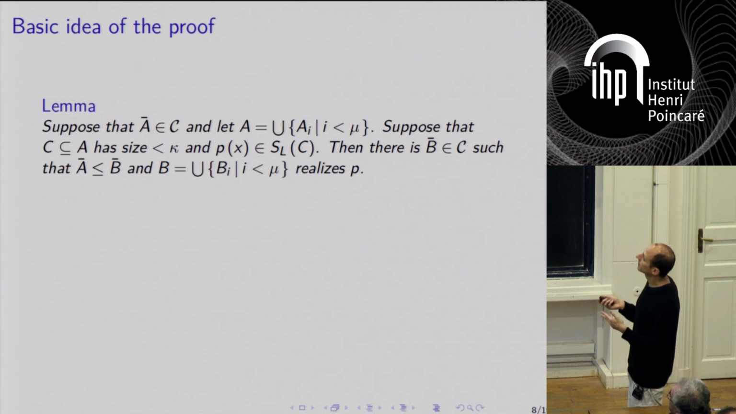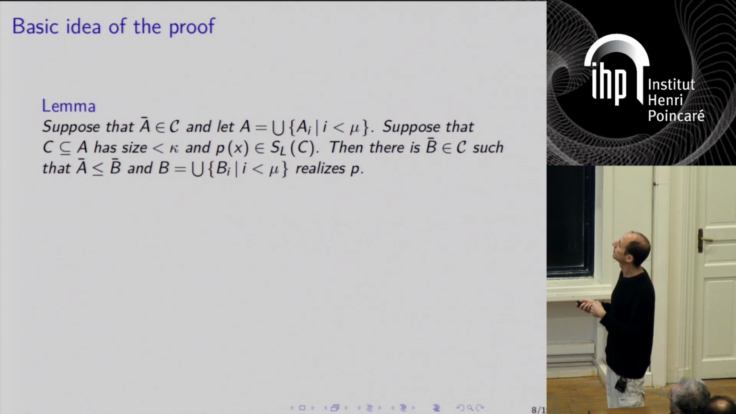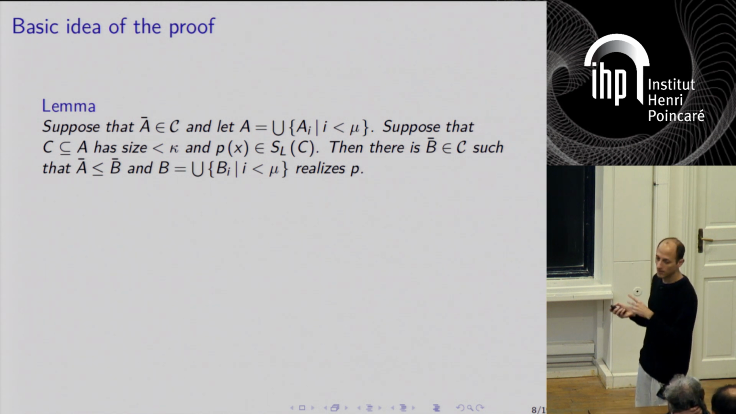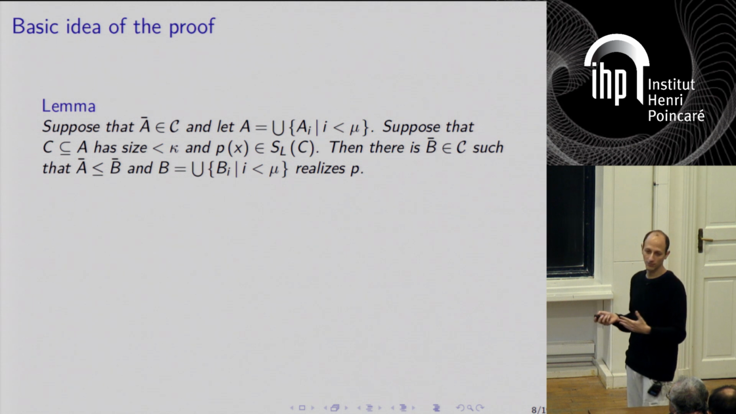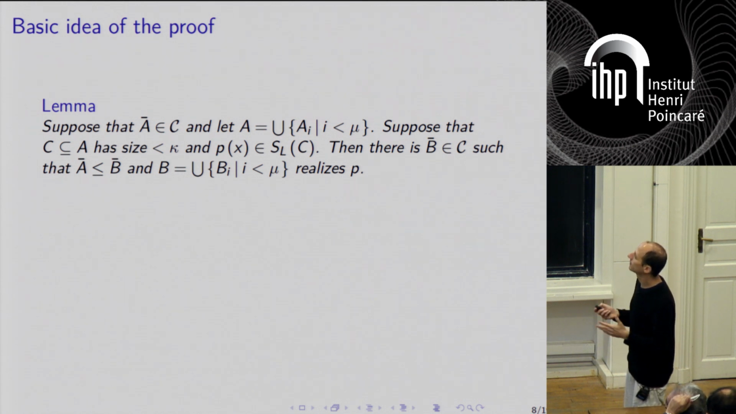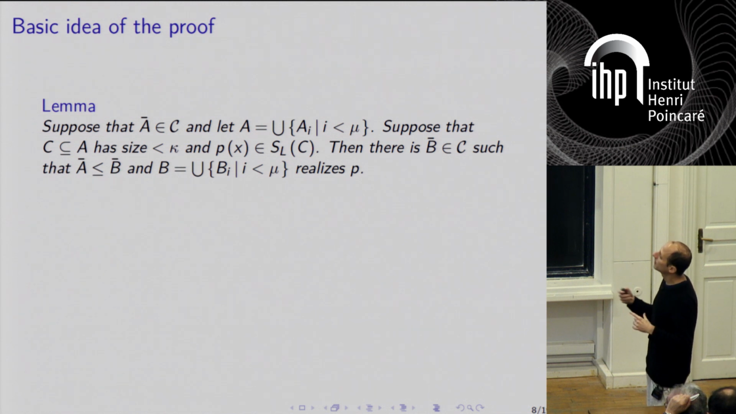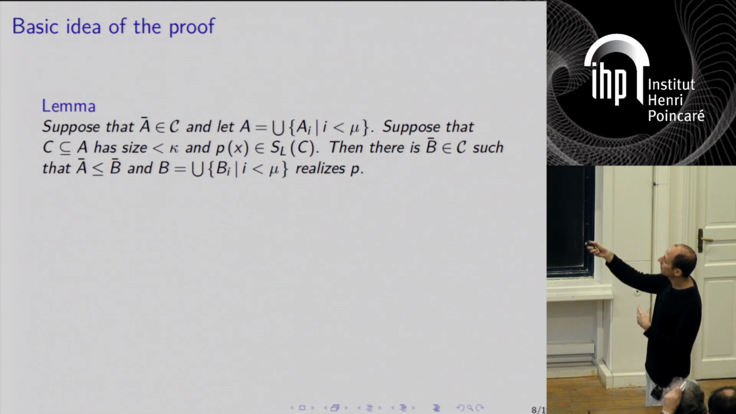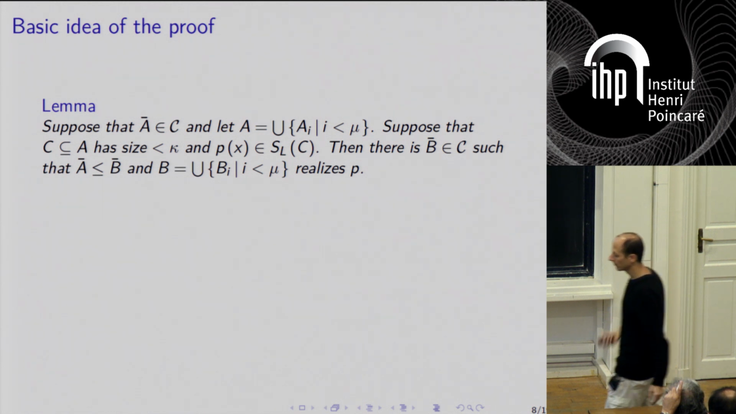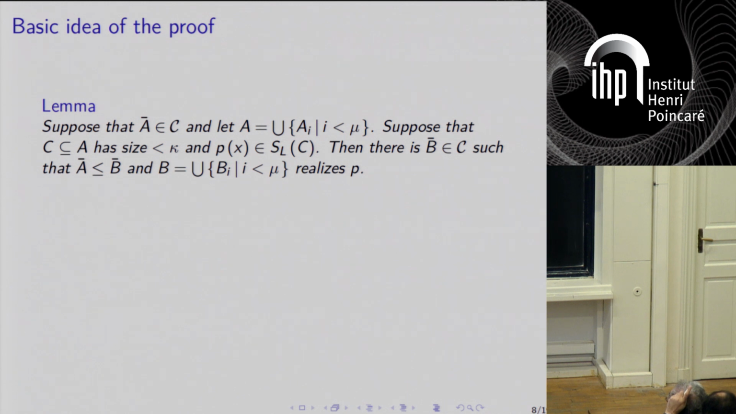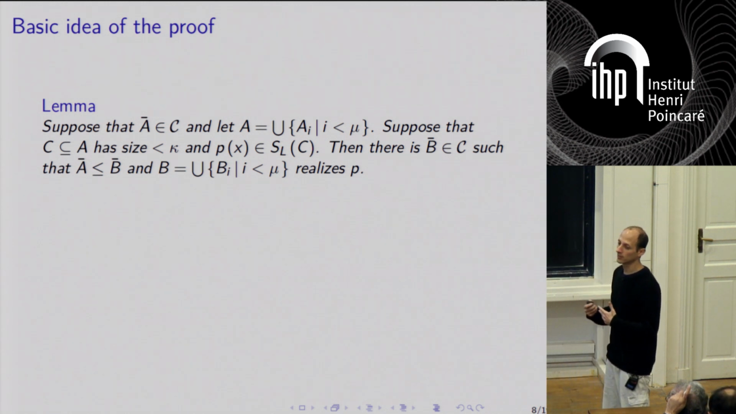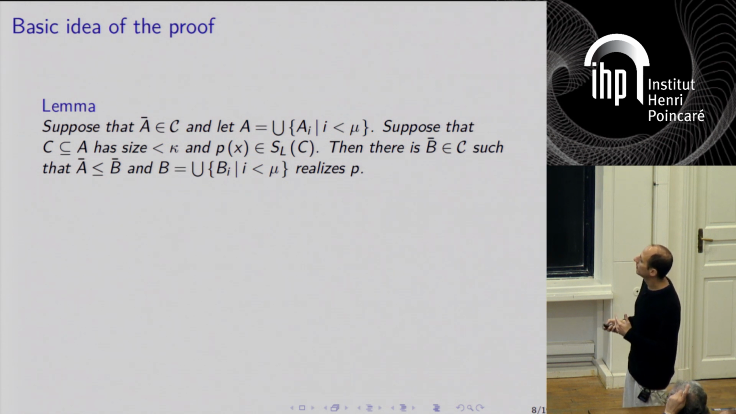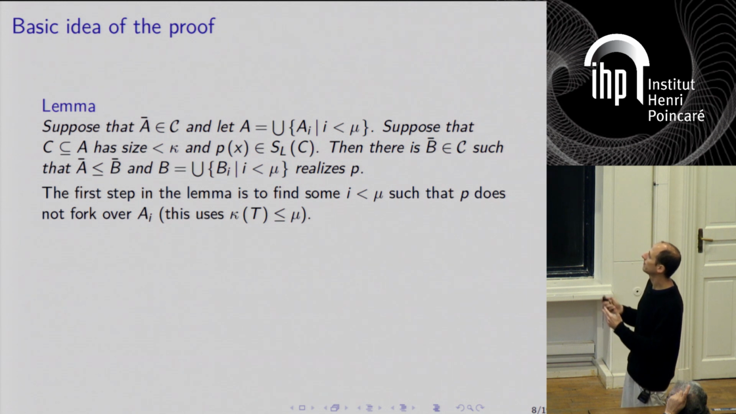And C is some subset of size less than kappa. And p is a type in the language L over that set C. How many variables? One, x is one variable. We want to prove saturation, so to prove that something is saturated it's enough to realize every one-types. So x is one variable, even though it doesn't matter for the proof. Then there is some B, which is bigger than A, namely it's bigger than A in every coordinate, and the union of the B_i's realizes p. In particular, the union of the B_i's is a model, but that was already clear from the definition because all the A_i's were models.